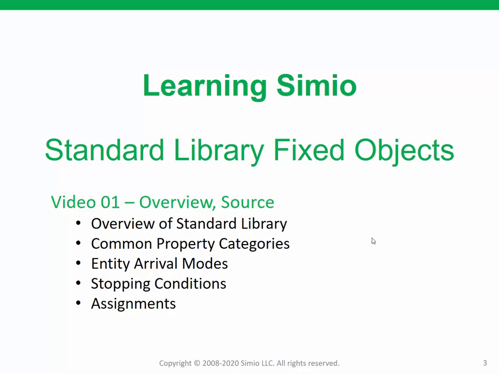This is video 1 of the Standard Library Fixed Objects module, and in this video we'll have an overview of the Standard Library. We'll talk about common property categories that are applicable across all Simio objects. We'll talk about entity arrival modes and stopping conditions as they pertain to the source object, and then we'll talk about state assignments that are done as part of the object processes.